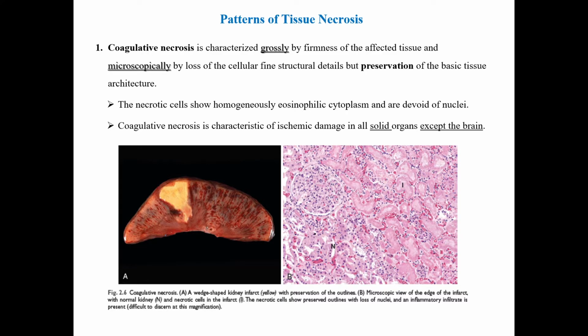While on the right side, B, microscopic view of the edge of the infarct with normal kidney and necrotic cells in the infarct. You see that the kidney tubules are preserved in architecture, but they lose their nuclei, and most of the tubules contain cells without nuclei. This is the necrotic focus. The necrotic cells show a preserved outline with loss of nuclei, and an inflammatory infiltrate is present.